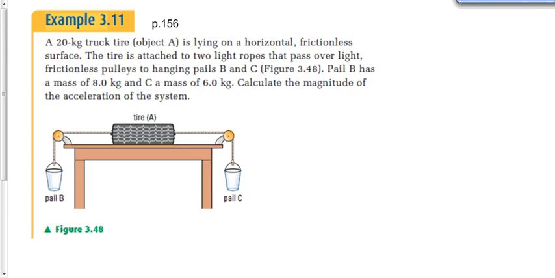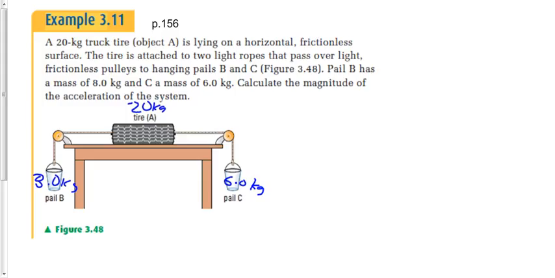Here's another multi-force problem that looks completely different, but you're going to see in just a few minutes that it's not all that different. It says a 20 kilogram truck tire, object A, is lying on a horizontal frictionless surface. The tire is attached to 2 light ropes that pass over light frictionless pulleys. The hanging pails B and C: B has a mass of 8 kilograms, C has a mass of 6 kilograms. We want to find the magnitude of the acceleration.